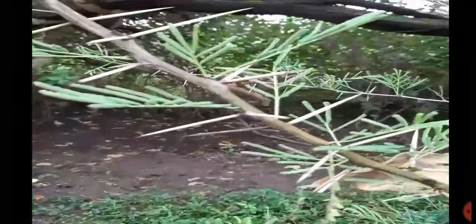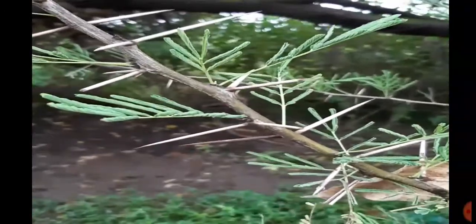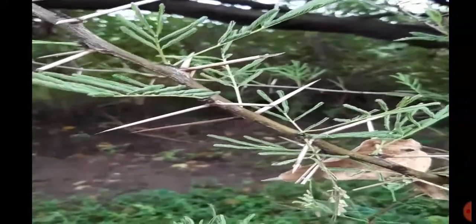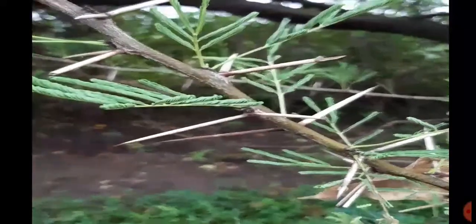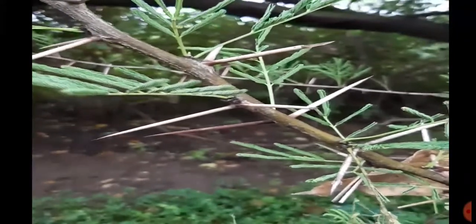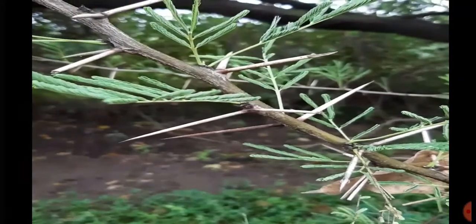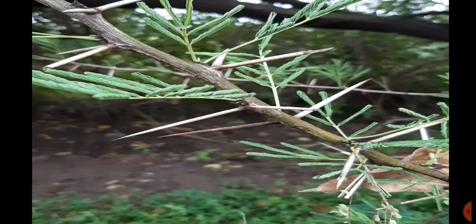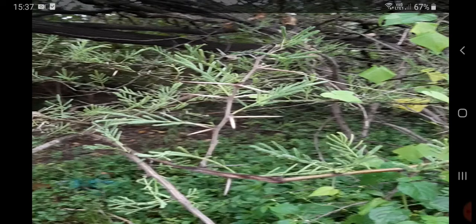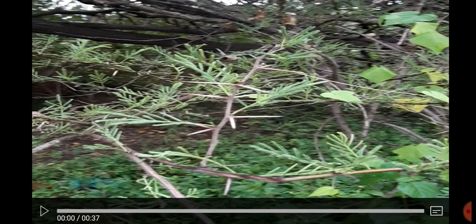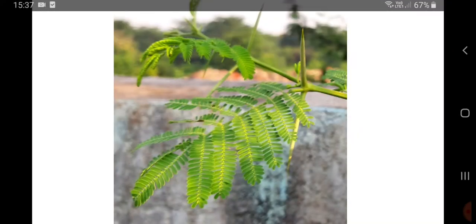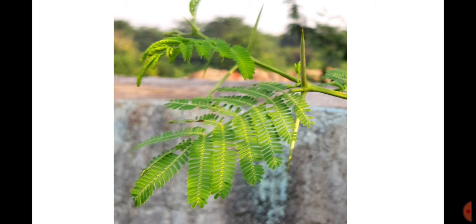These spines are the modification of stipules. Stipules are present at the base of the leaf. So you get a pair of stipules at the base of a leaf which is modified into spine. So this is to minimize transpiration. It also helps to protect the foliage from grazing animals. Here is a bipinnate leaf, and at the base you can see a pair of spines.